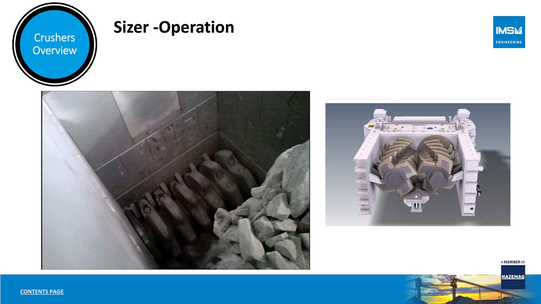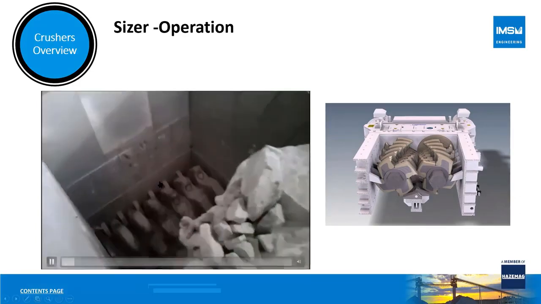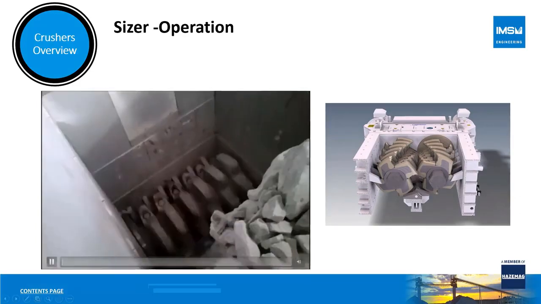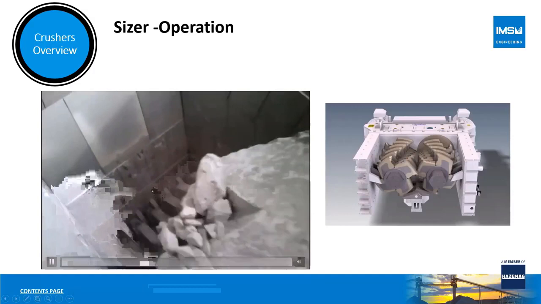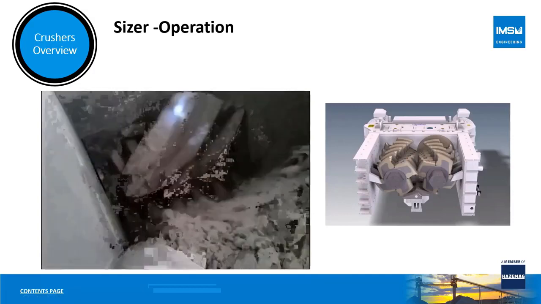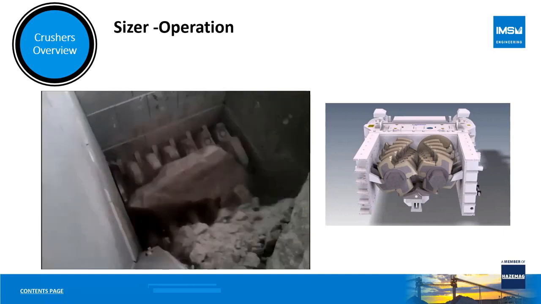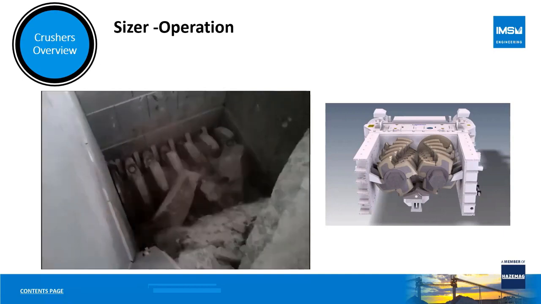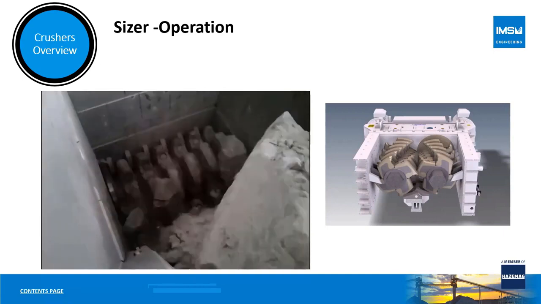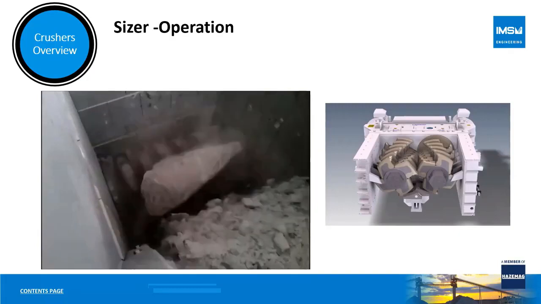We have two rolls operating towards each other. You'll notice the teeth arrangement is different compared to a roll crusher, and the feed size to these machines can be really large. And then as with a roll crusher, it's not necessary to scalp out the fines ahead of the machine, allowing for a very high capacity crusher with a small footprint.